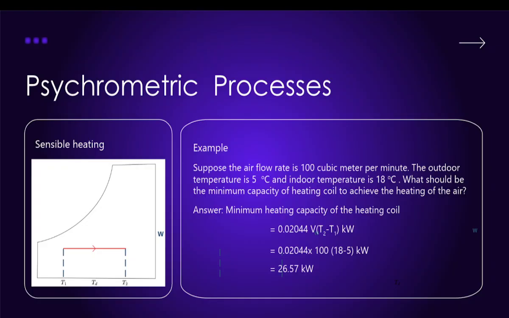So minimum heating capacity of the heating coil will be 0.2044 V (T2 minus T1). We plug in the values: V equal to 100 cubic meter per minute, T2 is 18 degrees Celsius final temperature, and T1 is the initial temperature 5 degrees Celsius. We substitute the values and find that 26.57 kilowatt is the minimum required, because if the indoor temperature is 18 degrees Celsius, we have to supply the air a little above 18 degrees Celsius, like 22 degrees Celsius, not 18 degrees Celsius. This is the minimum capacity required. So roughly capacity would be around 30 kilowatt.